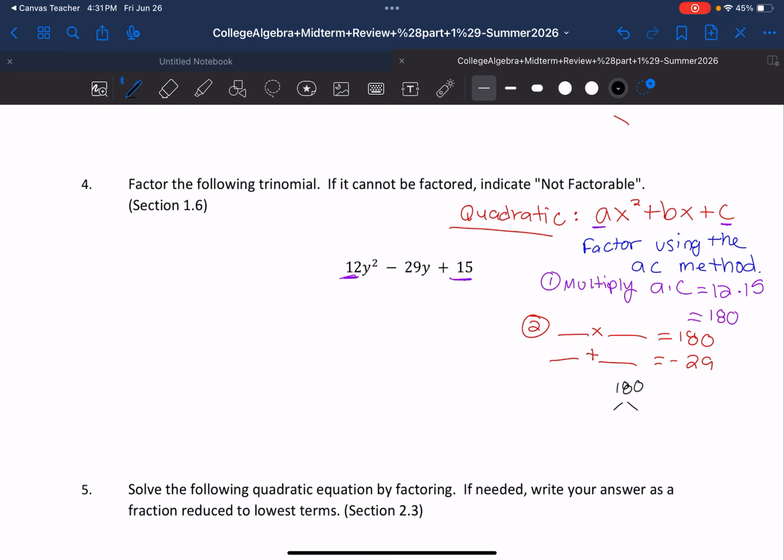So you can just start dividing 180 by numbers to find two factors. Dividing it by 2 will be too far apart. 180 divided by 2 is 90, so that's 2 times 90. There's no way that's going to add up to negative 29. 180 divided by 3 is 60. That's also not going to work. 180 divided by 4 is 45. That's not going to work. 180 divided by 5, that's not going to work.